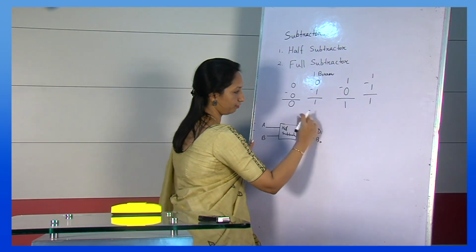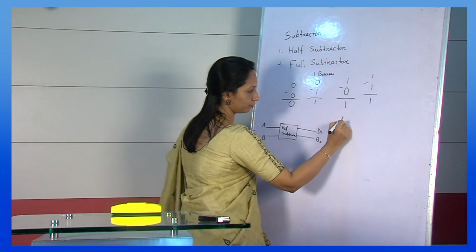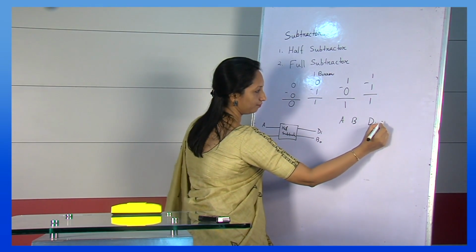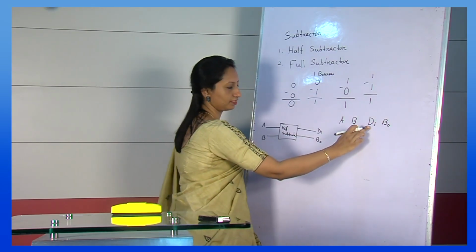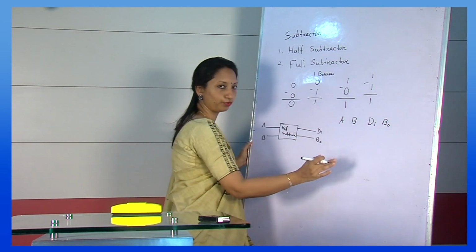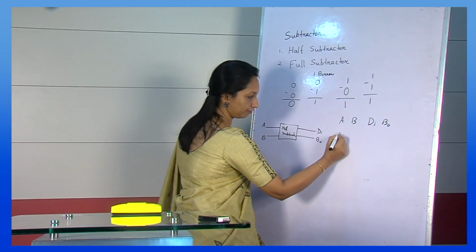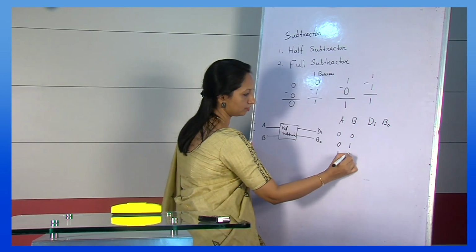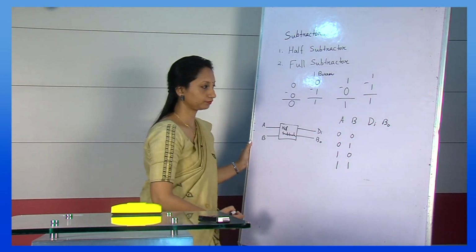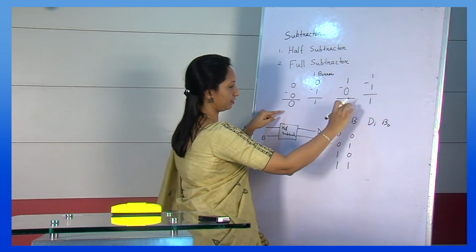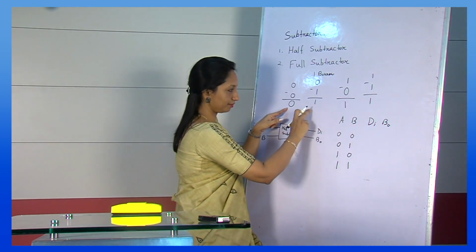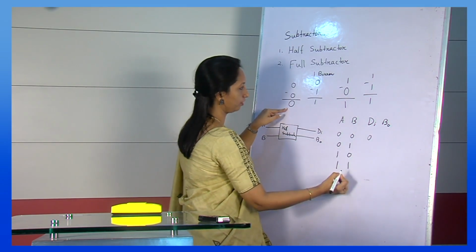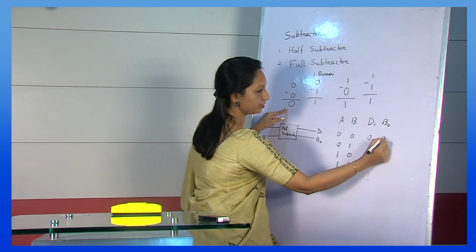And if we see the truth table, suppose these are the inputs A and B and outputs are DI and B0. This is the difference and this B0 is the borrow. For the two inputs, the four possible combinations are 0 0, 0 1, 1 0, then 1 1. From the binary subtraction rule, the difference for 0 0 is 0. There is no borrow, so borrow is 0.